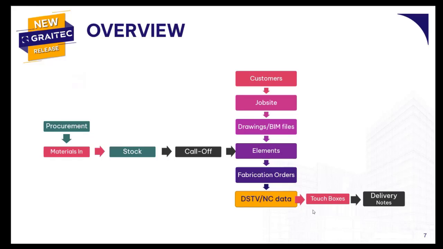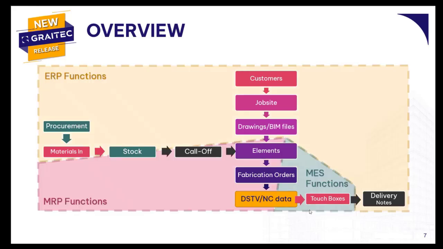And in addition, we can once again drive NC data to the shop and have these linked to touch boxes, and we can even create delivery notes. So here, why we call it an MIS, or a management information system, is because it actually manages quite a few different parts of your business. It's not just an ERP. We do have MRP functionality and even MES functionality, manufacturing execution system functionality that is truly tailored for steel fabrication businesses.